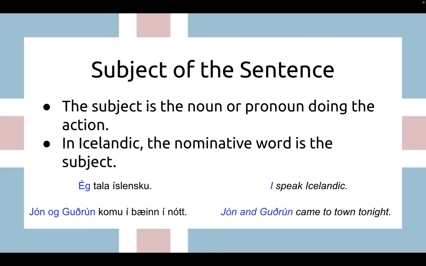Here's another example. Jón og Guðrún komu í bæinn í nótt, which means Jón and Guðrún came to town tonight. So the subjects of the sentence are Jón and Guðrún. They are the ones who come to town, or who came to town. So we are going to use the nominative form of Jón and the nominative form of Guðrún.